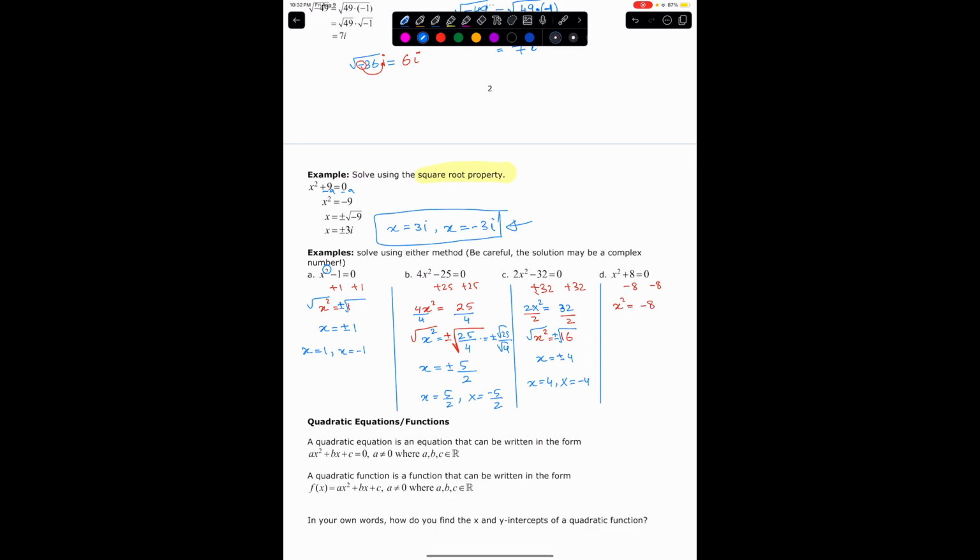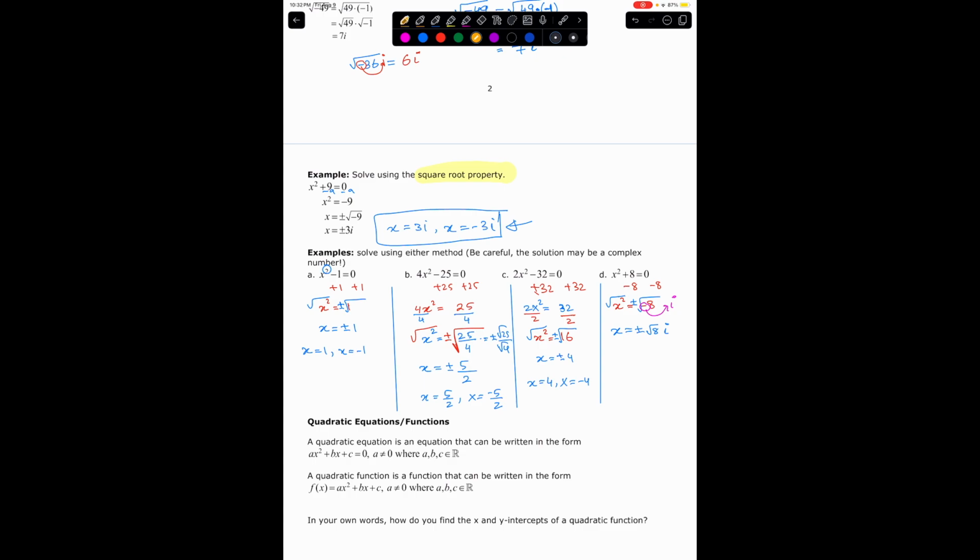Now we're going to take the square root. Don't forget positive and negative square root. We said that the negative comes out as i, and then we can rewrite this as the left-hand side will turn into x equals positive and negative square root of 8i. You can leave it like this, but you can simplify the square root of 8 a little bit.